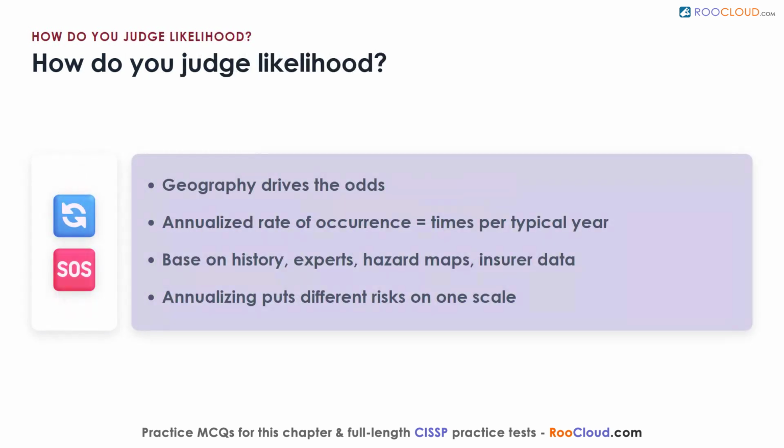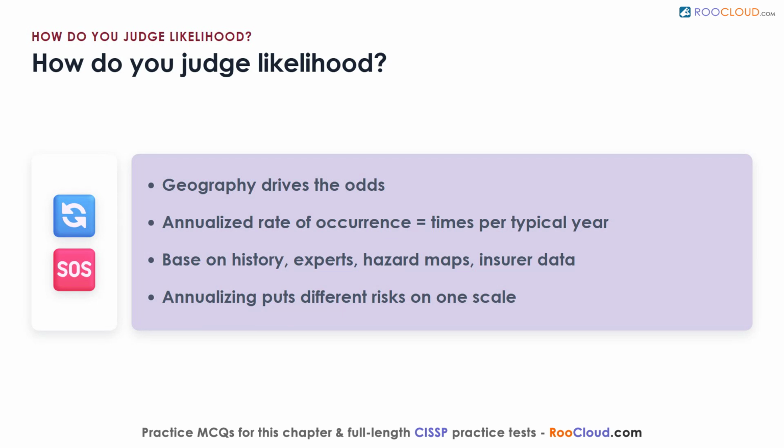How do you judge how likely each threat is? Some threats are far more plausible than others, and geography drives much of that. An earthquake is a real concern in Southern California, but far less so on the Gulf Coast, where a tropical storm flips the odds. To capture this, you assign each threat an annualized rate of occurrence, the number of times you expect it to happen in a typical year. Annualizing lets you compare wildly different risks on one scale.